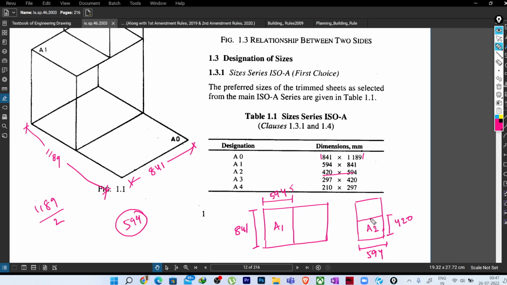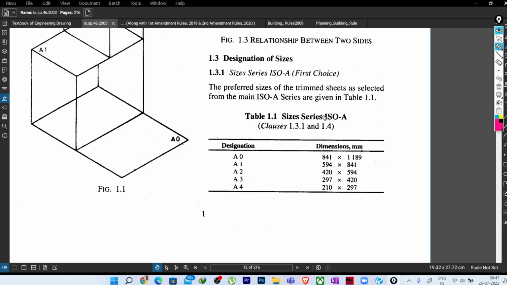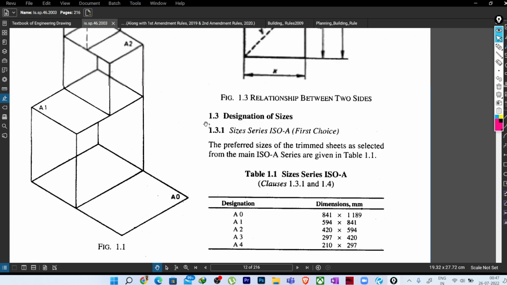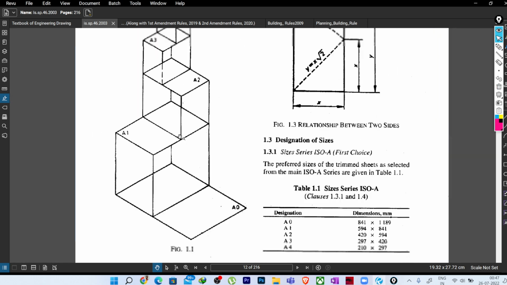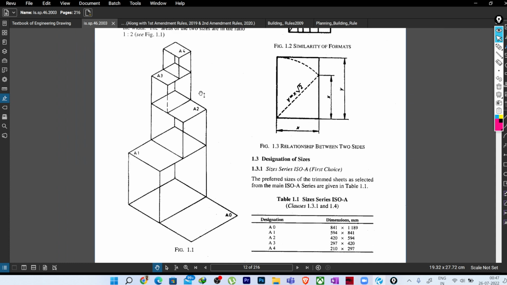Okay, now again if you fold it in half, this 420 will be fixed, and half of 594, that is 594 divided by 2, is 297, you can see. So now it will become A3. Now again if you fold the A3 in half, it will become A4. So like this we are having the drawing sheet dimensions here. You can see this image is very self-explanatory.